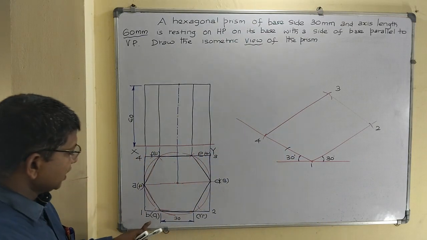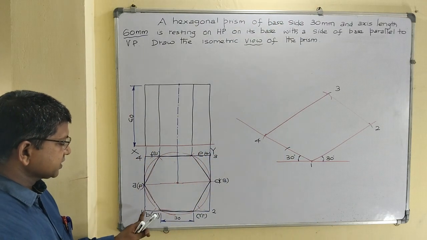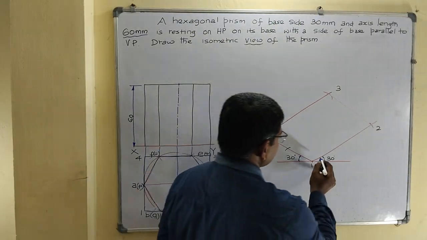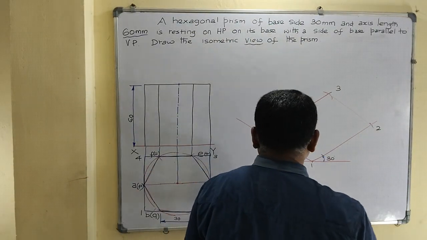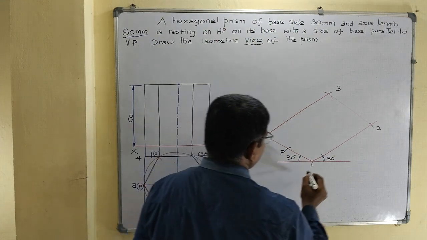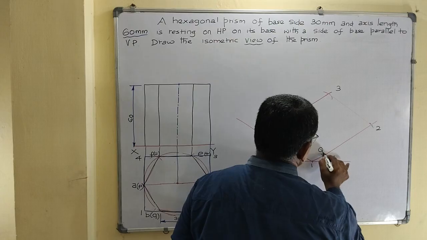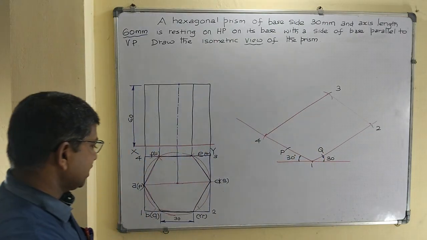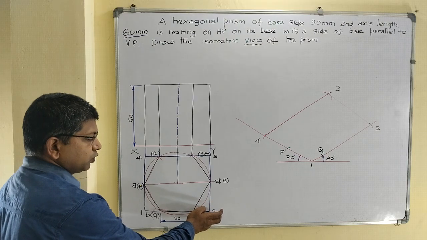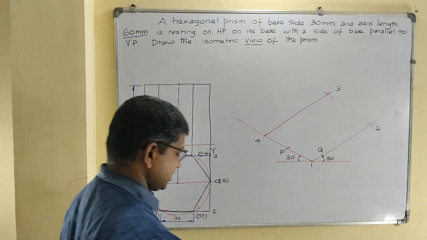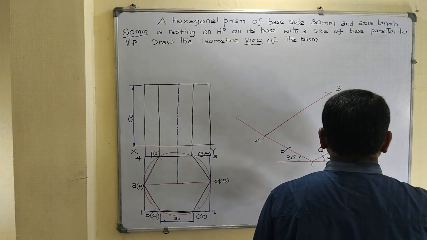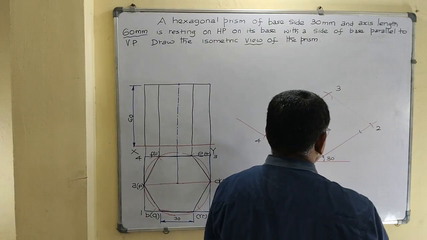And then next, how to mark the point Q? The nearest corner as center, Q distance as radius, draw the arc. Mark the point Q. So first point P, second point Q. Now next point R. How to mark the point R? The nearest corner 2 as center, R distance as radius. Draw the arc. Mark the point R.